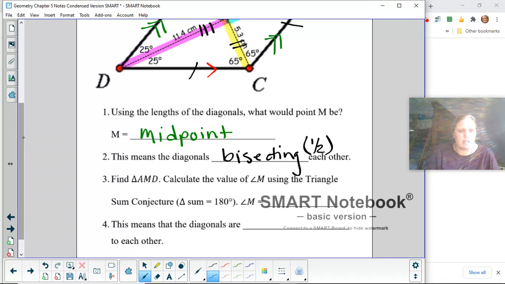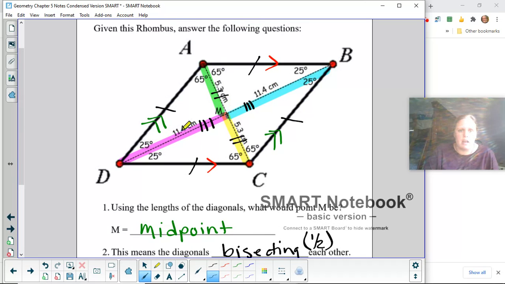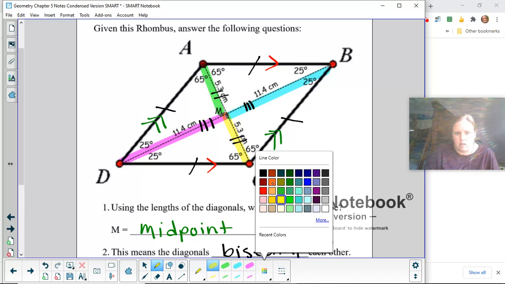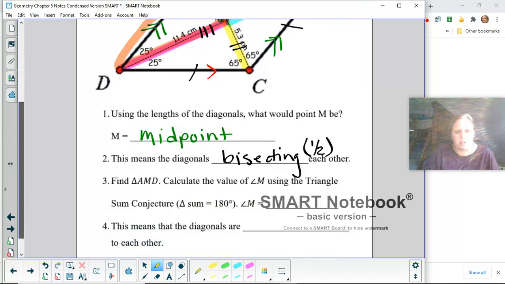All right, now it says find triangle AMD. So I'm going to go back up here, AMD. I'm going to highlight that triangle in another color. Let's try orange. Here is triangle AMD. Okay, let's see what the question says.